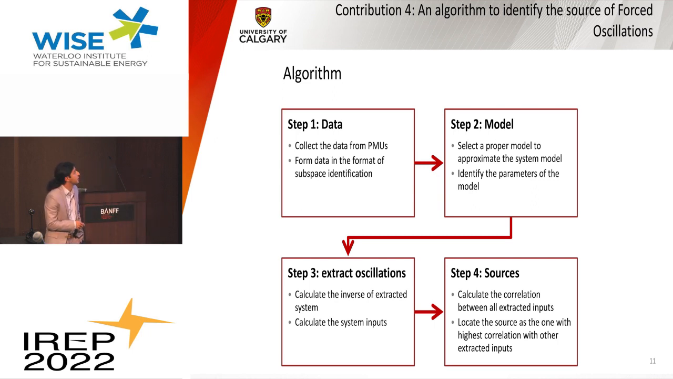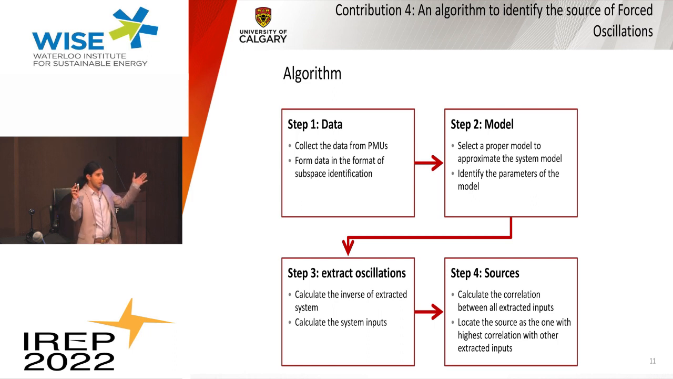Now, what is the algorithm? In the first step, I receive the data from the PMUs. I put the data in the terminology of the N4C. In the second step, I choose my model. As I said, it's a forward innovation model. I extract the parameters of the model by using the N4C. In the third step, I extract the input of the system.